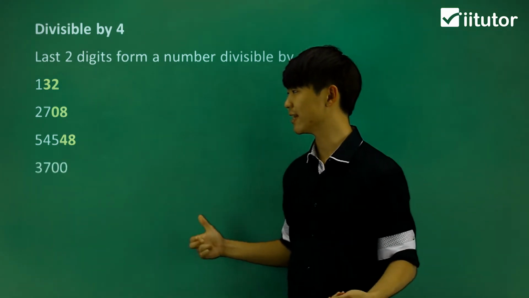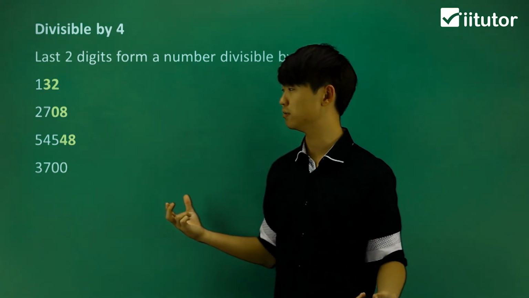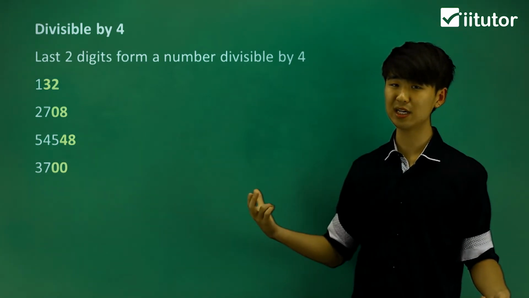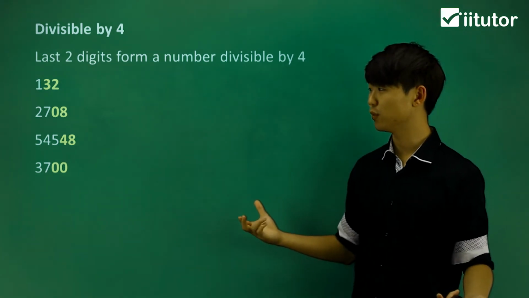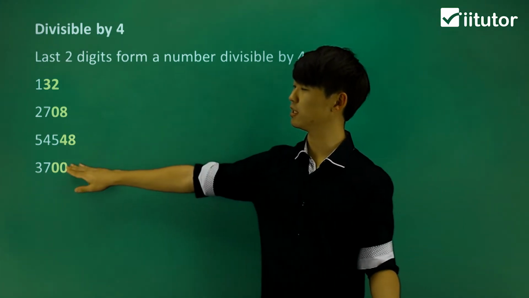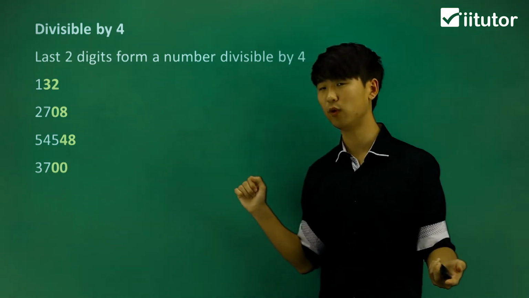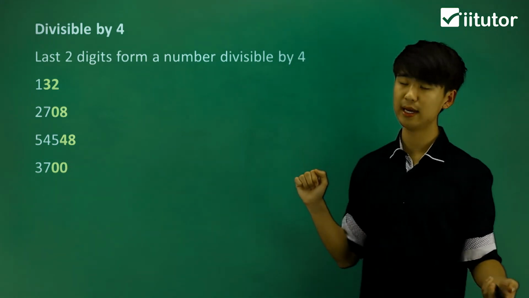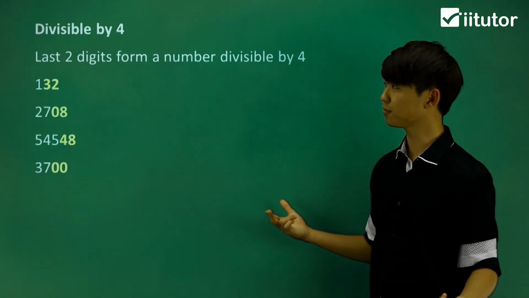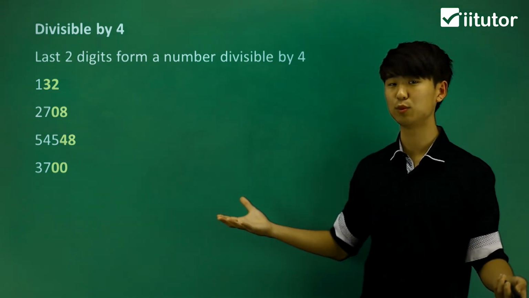Now, what if we have a case like this? We have 3,700. My last two digits are 0, 0. If my last digits are 0, 0, then we're going to say that that is also divisible by 4, because we can think of it as just 100, and 100 is divisible by 4. So 3,700 is divisible by 4. This is how we understand how a number is divisible by 4.